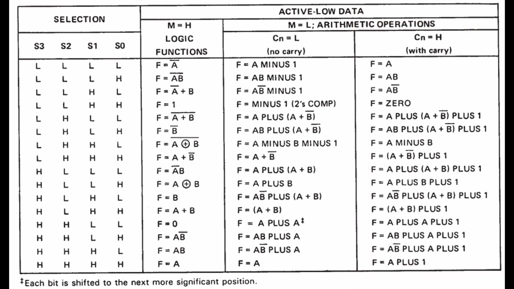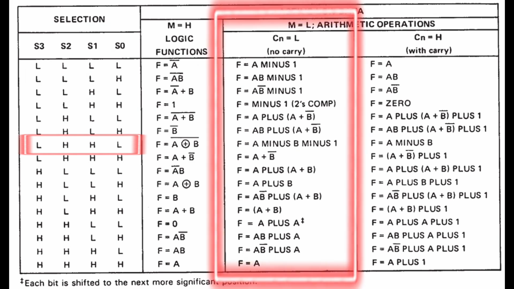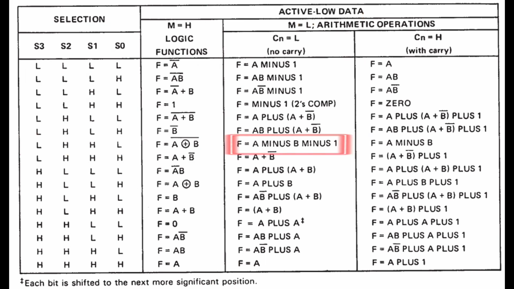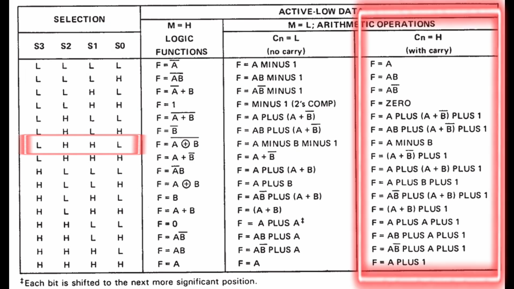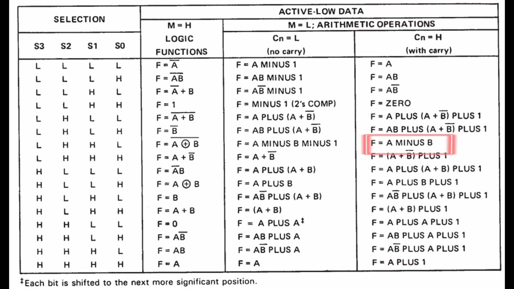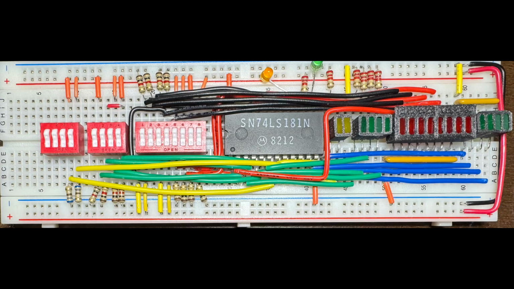Now, working our way down the column, let's say S3 to S0 is low, high, high, low, indicating this column, and M is low, and CN is low, indicating no carry. The function will be A minus B minus 1. But if, for example, this S word stays the same and CN is high, enabling a carry, F will equal A minus B. Now, onto the outer circuitry.